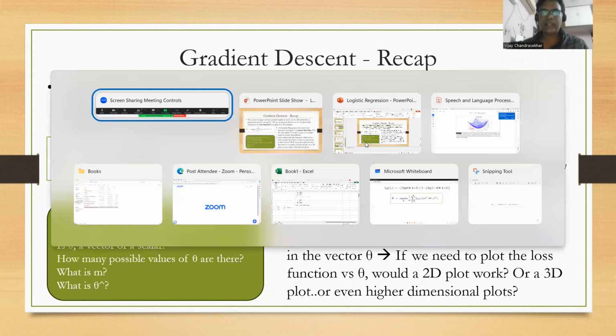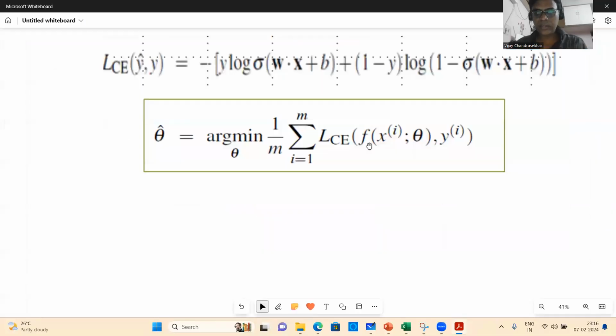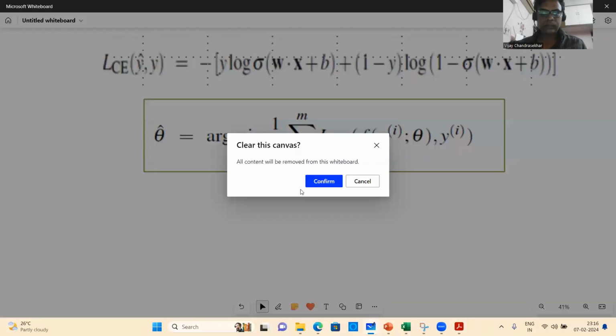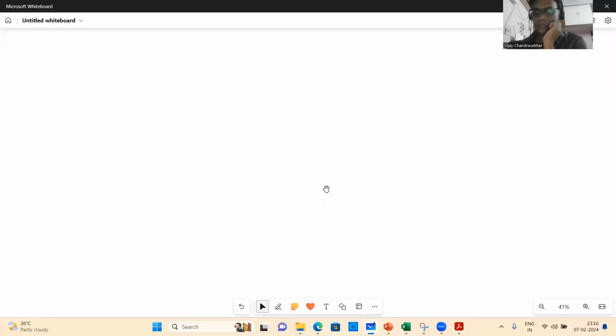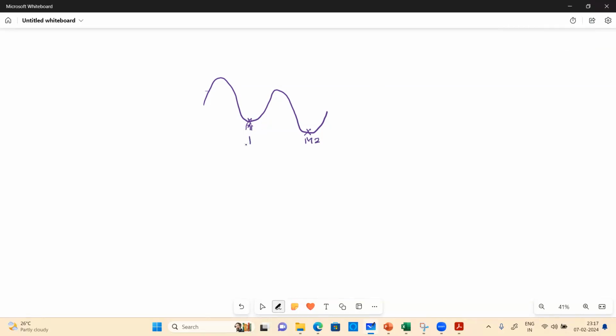So let's do something. I'm going to delete this. So let's say this is the function. Now this is a minima. This is also a minima. I'm calling this minima 1, calling this minima 2. Now, which one is the local minima? Minima 1. Okay, this is the local one, correct? And which one is the global? This is the global, minima 2.